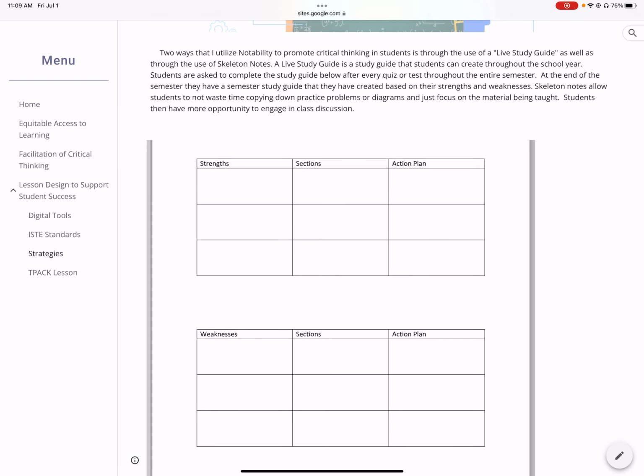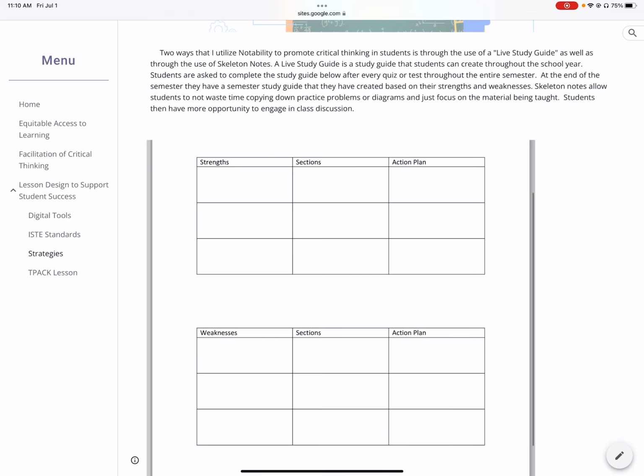From there, I have students describe what topics they might have done poorly on or what they need to work on. Then they're going to create an action plan, such as I need to do problems X, Y, and Z in order to prepare for my test or my final. And from there, these students now have all of these study guides within one notebook on their iPad.